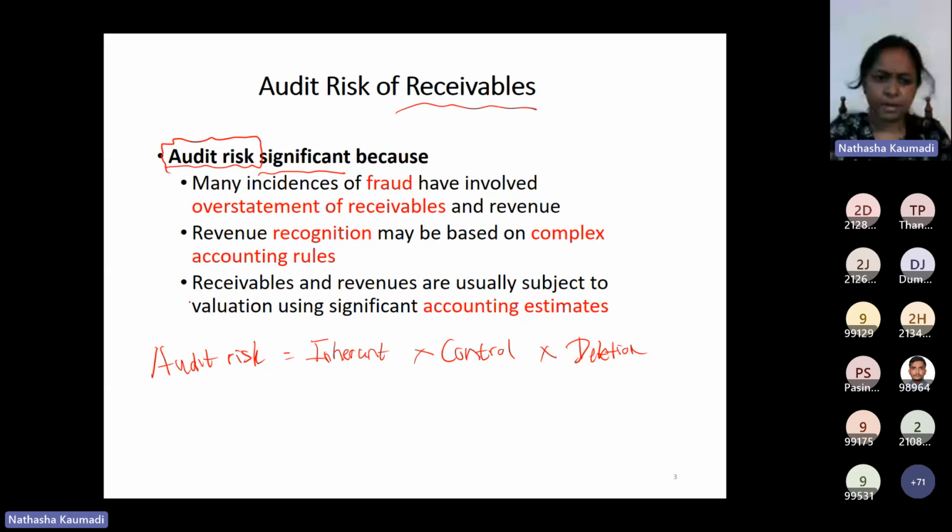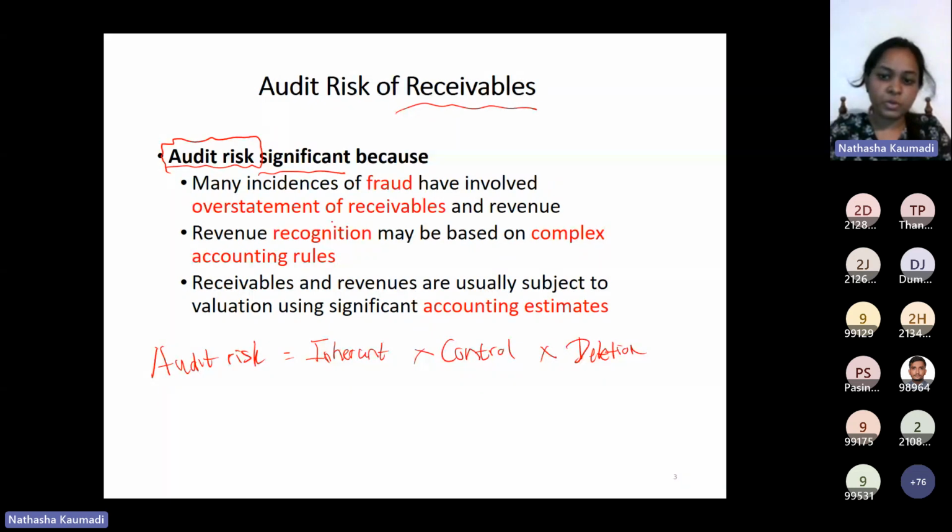Second one, revenue recognition may be based on complex accounting rules. Now, especially when you take accounting for contracts, revenue generated in contract accounts, the revenue recognition point is very critical. Sometimes it is complex. So the revenue recognition is complex. In that case, there can be some errors, not only frauds. There can be some errors involved in those two balances. As a result of increasing revenue, trade receivables also increasing. Likewise, risky area.